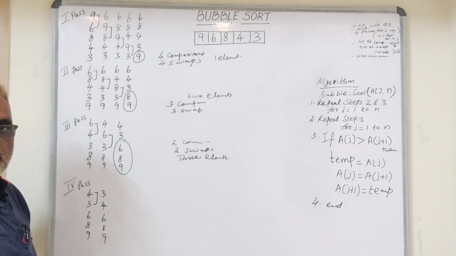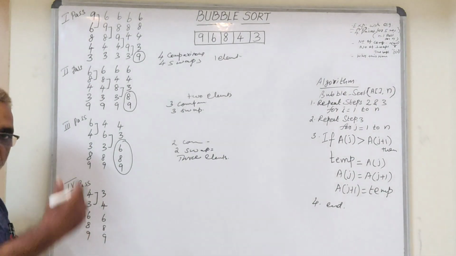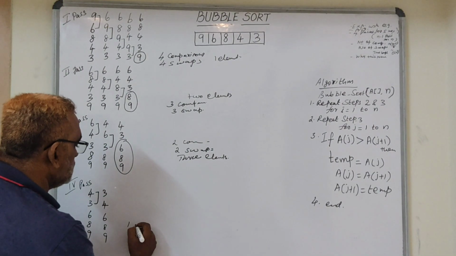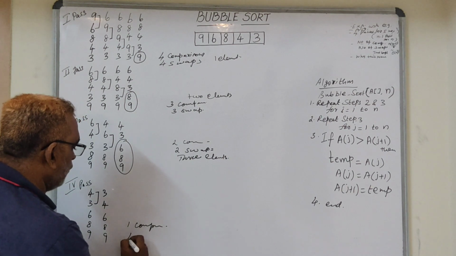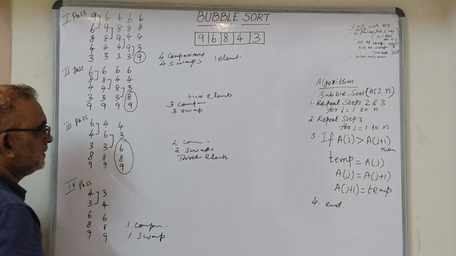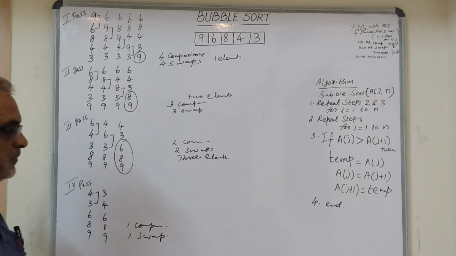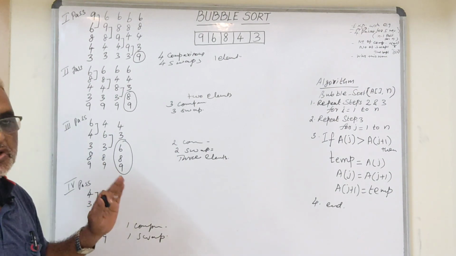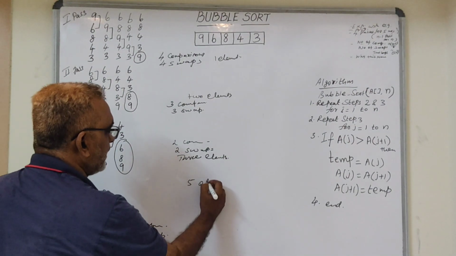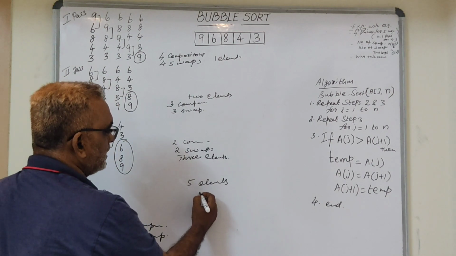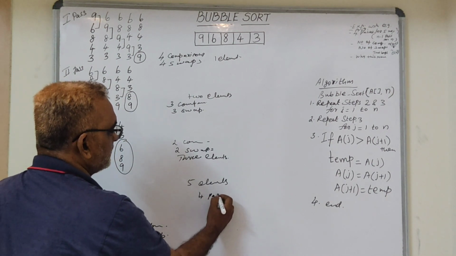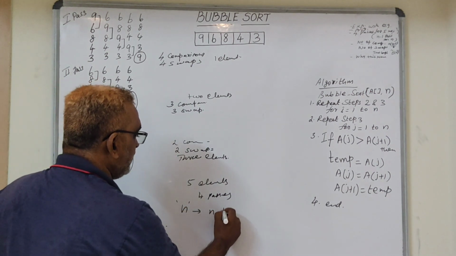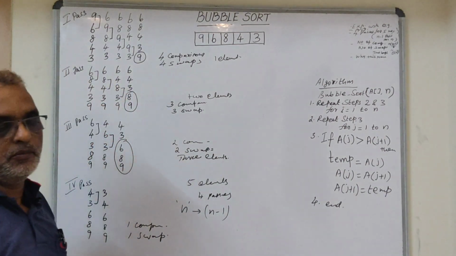Now we can see that the result is very well sorted. Here we have performed only 1 comparison and only 1 swap. So all the 5 elements are sorted with 4 passes. If you have 5 elements, we need to perform 4 passes. That means if you have n number of elements, you need to perform n minus 1 passes.